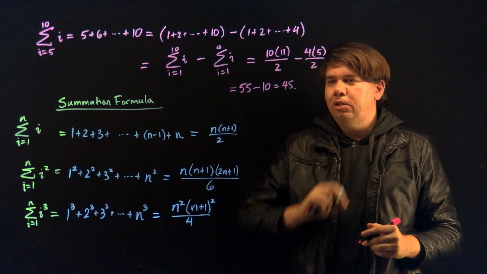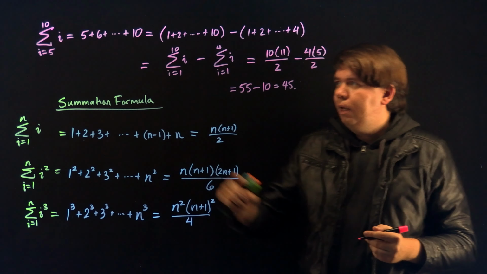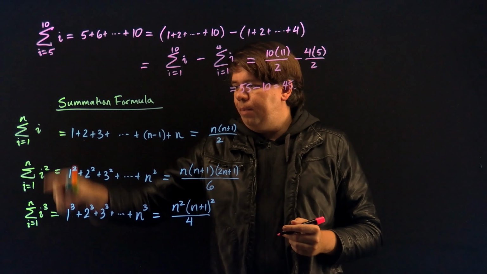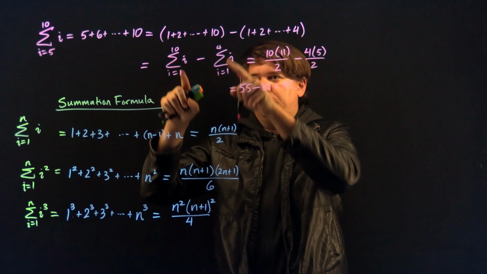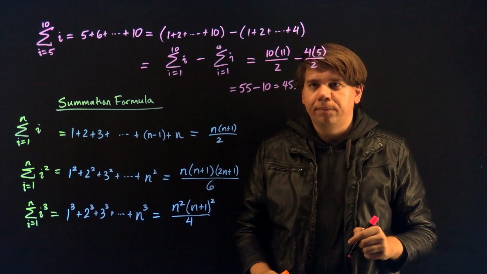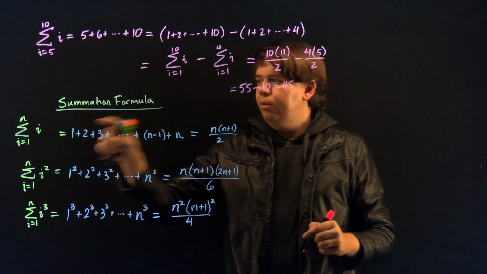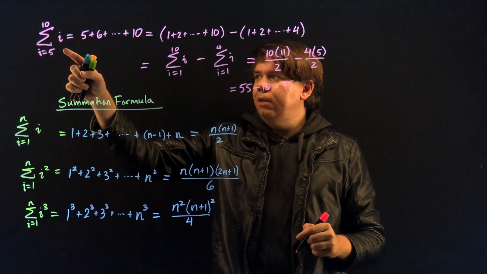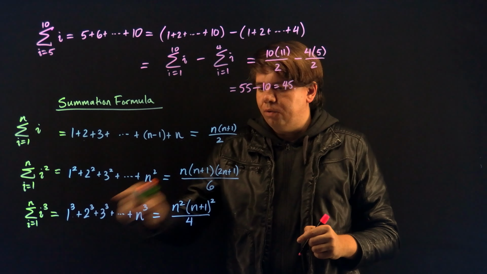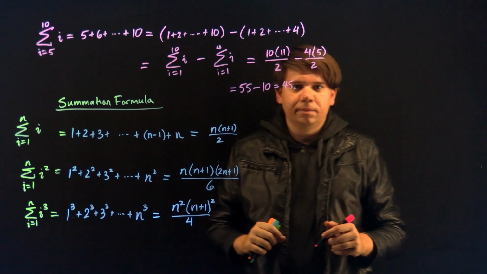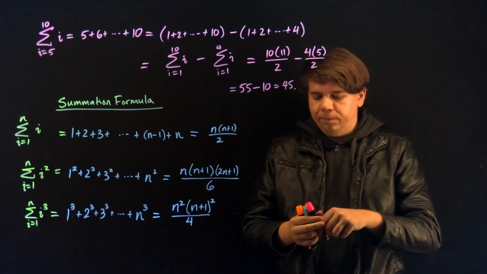Great. The summation formula gives us a way of solving things even when it doesn't begin at 1, by thinking of it as a subtraction of two different formulas. Notice that since it was just i, we used the first formula. If it had been i squared or i cubed, we would have used the second or the third formula. Let's look at one more example.